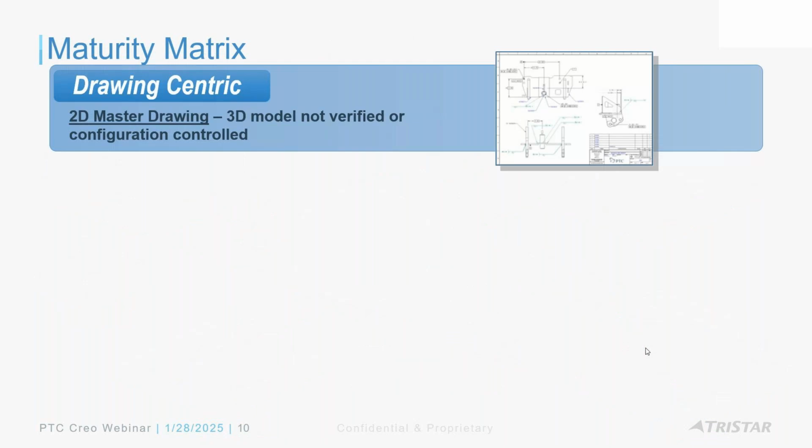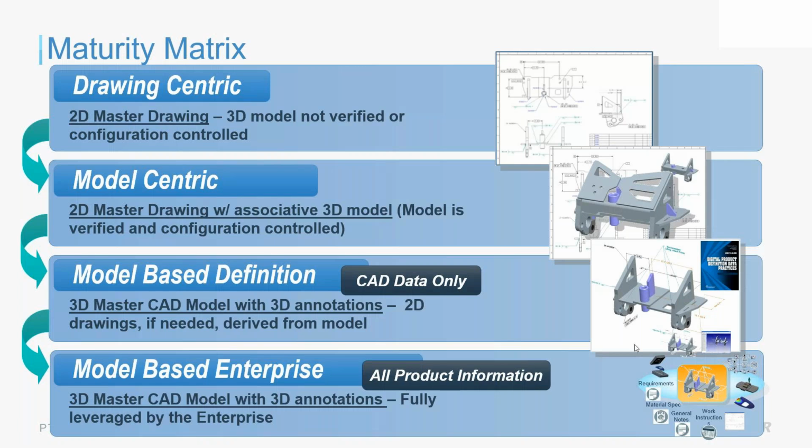So with that said, just one last slide here about the maturity of adoption and the different levels of maturity. There are several maturity levels. To keep it simple, what we have here is the 4 levels. You may be drawing centric, where your 3D model is not verified or configuration controlled, the 2D drawing is the master. The next level is model centric, where we're having the 2D master drawing with an associated 3D model, like in Creo Parametric that you may already have. Most of you may be in that second maturity level.